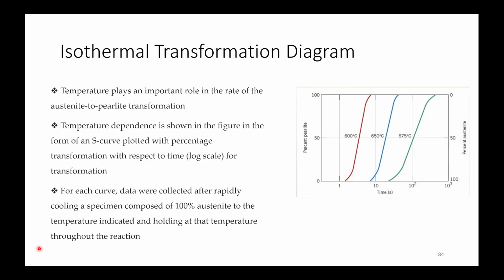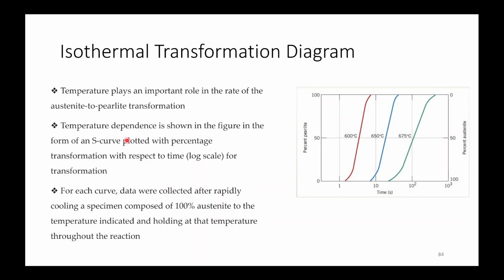Next is the isothermal transformation diagram. So in this case, temperature plays an important role in the rate of the austenite to pearlite transformation, and the temperature dependence is shown in the figure in the form of an S curve plotted with percentage transformation. So this is the percentage transformation and it is starting at this time. This is the incubation time. After this it will start and it will finish at this time. At this time you will be getting 100% pearlite.